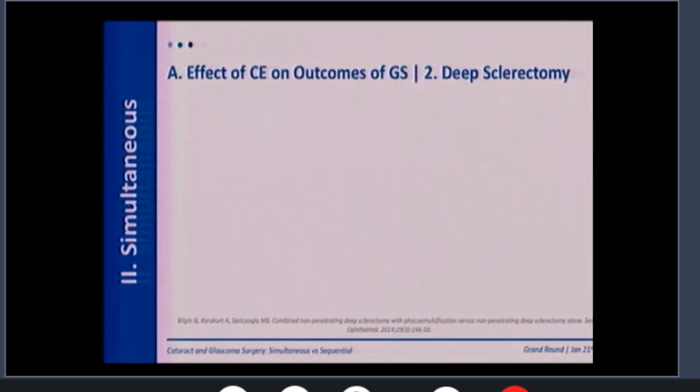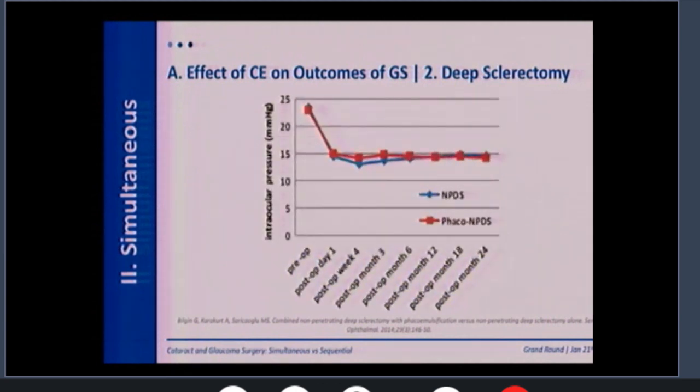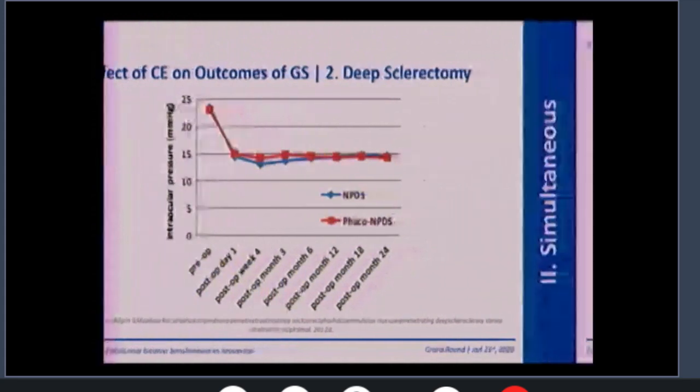And what about deep sclerectomy? There's less evidence on doing a non-filtering procedure and on its effect on the success, whether combining it with phaco or not. This is a retrospective study, so the quality of evidence from this graph is a bit less than the previous graph, but here they followed the patients for 24 months and they didn't find a difference in terms of IOP control between both groups up until 2 years.